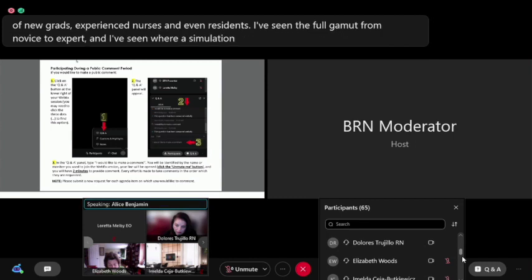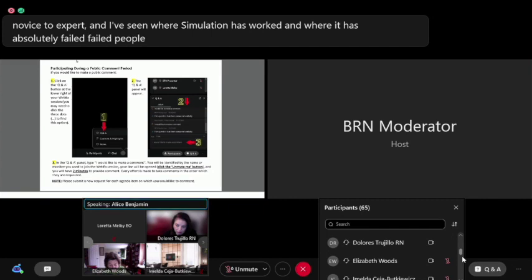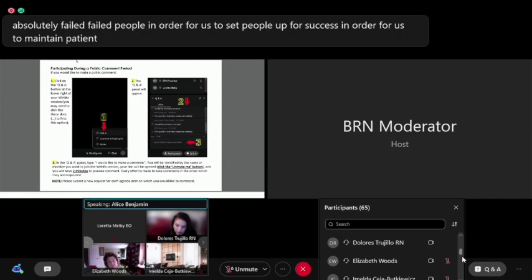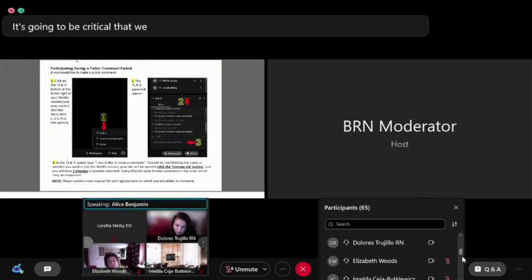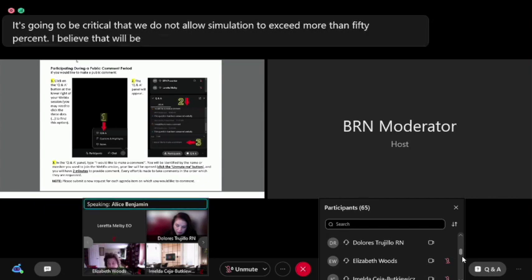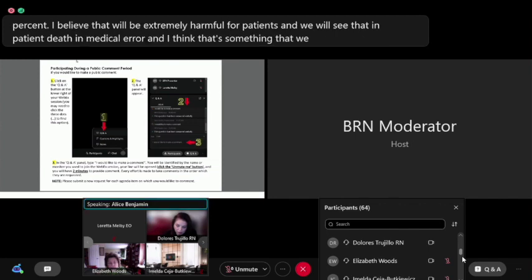has absolutely failed people. In order for us to set people up for success, in order for us to maintain patient and public safety, it's going to be critical that we do not allow simulation to exceed more than 50%. I believe that will be extremely harmful for patients, and we will see that in patient deaths, in medical errors. And I think that's something that we really want to take a look at closely.